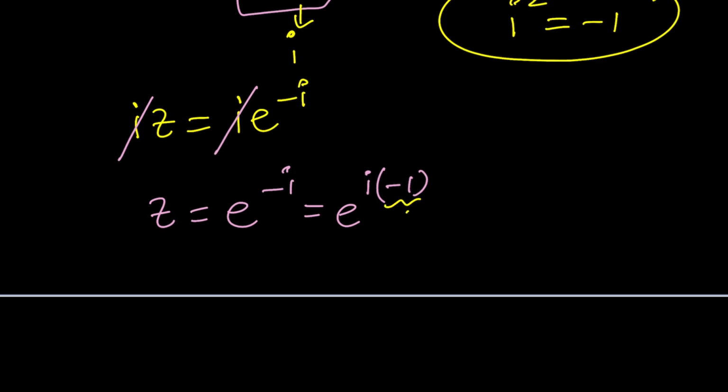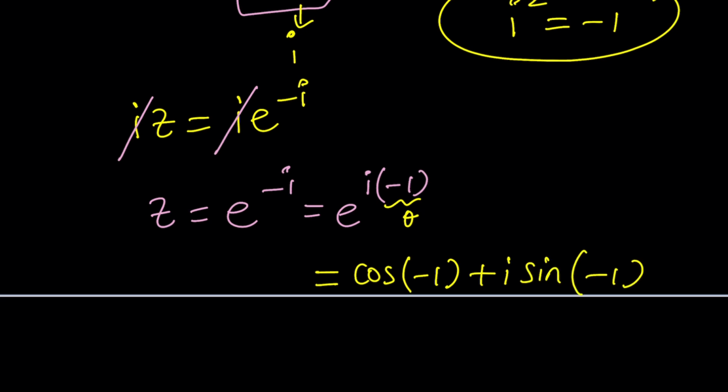How am I going to write it in standard form? Well, cosine of -1 plus I sine -1. Because the formula again says e to the I theta equals cosine theta plus I sine theta. Make sense? So that's z.